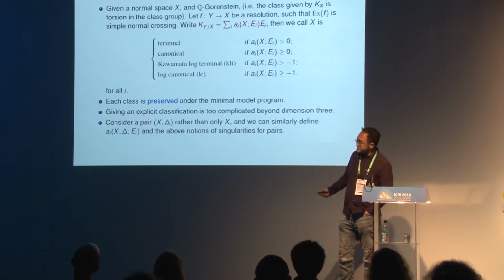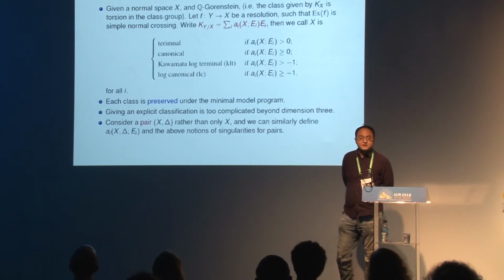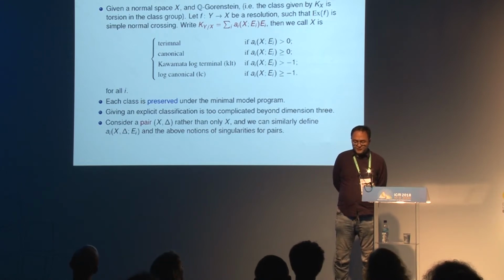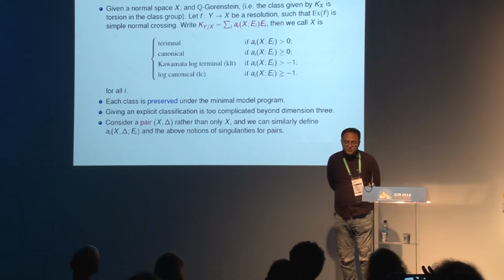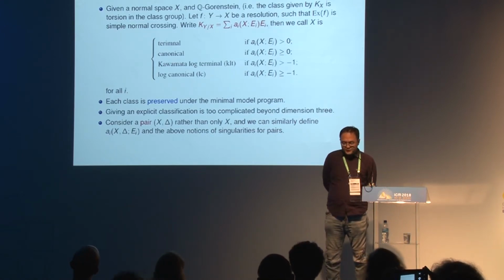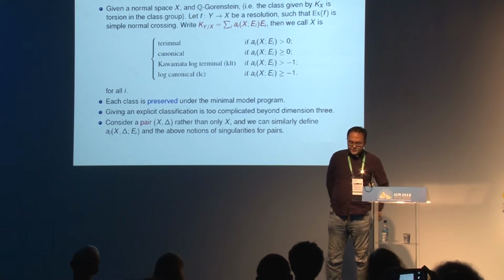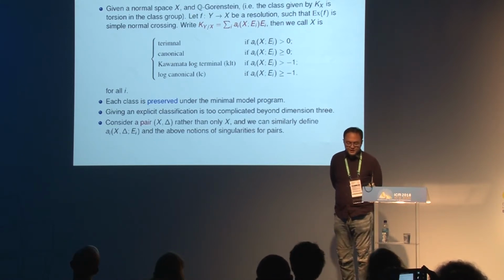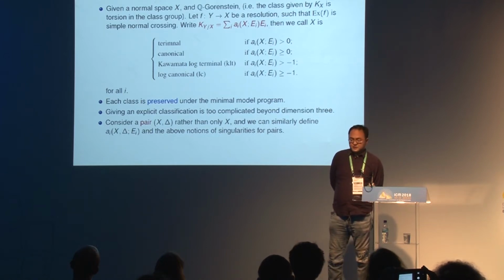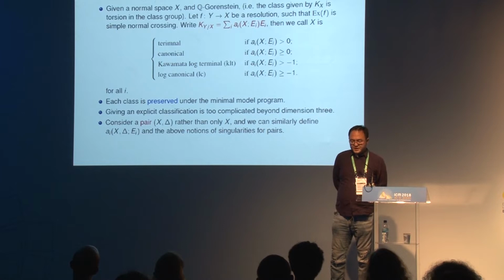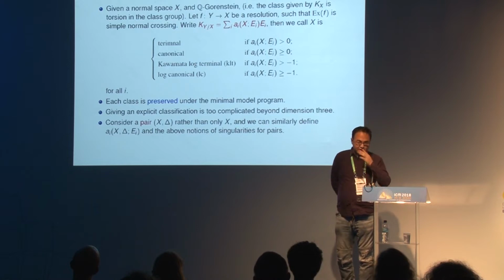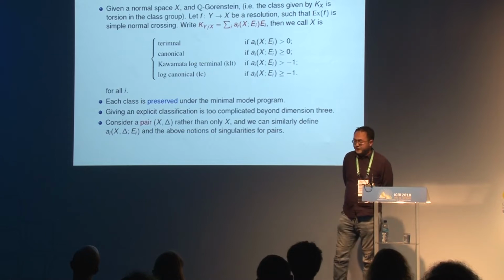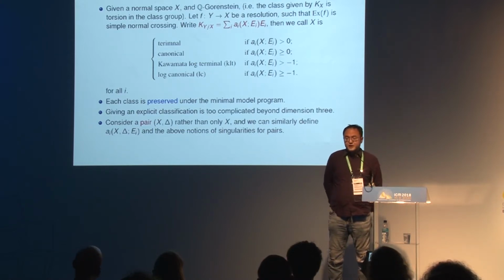Okay, now let me define what kind of singularities I want to study. Let me say I have a normal space X, and I assume it's Q-Gorenstein. This is a technical term, but by definition it just says the class of K_X, the canonical class, is torsion. In other words, some power of this K_X will become Cartier. K_X itself is always a Weil divisor, but now we require some positive multiple of it to be Cartier. Cartier just means locally it can be written as a function.